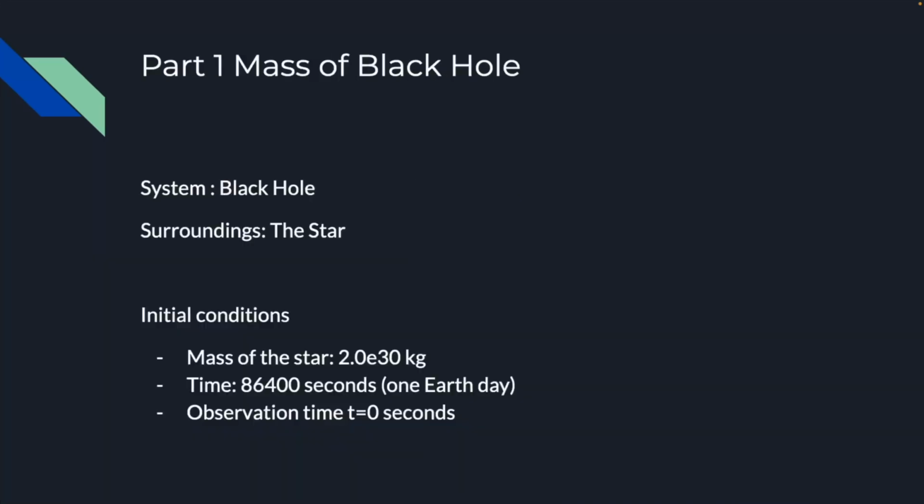So for part 1, finding the mass of the black hole, the system is the black hole and the surroundings is the star. Initial conditions: the mass of the star is 2 times 10 to the 30 kilograms, and the time is 86,400 seconds, or 1 Earth day. And then the observation time is starting at t equals 0 seconds.